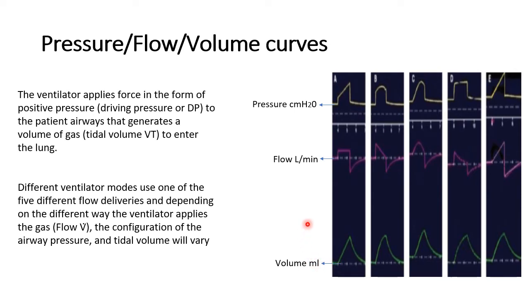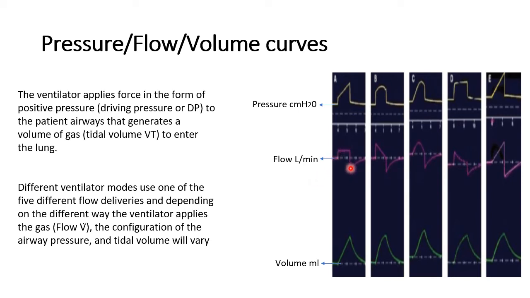So the ventilator applies the force in the form of positive pressure, or the driving pressure, to the patient's airways to generate a tidal volume, or volume of gas entering the lungs. Now, different ventilator modes use one of 5 different flow deliveries, and depending on the different way the ventilator applies the gas, which is the flow, the configuration of the airway pressure, as you can notice here, and the tidal volume will vary. There are basically 5 different flow curves used.